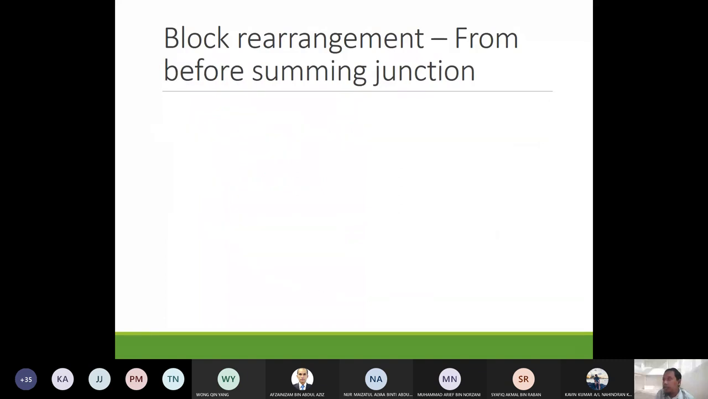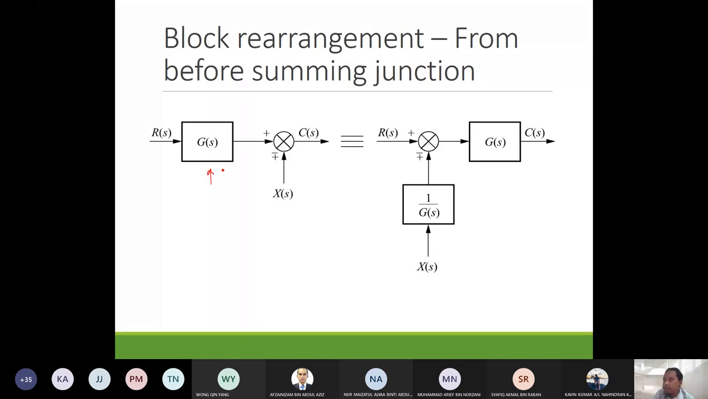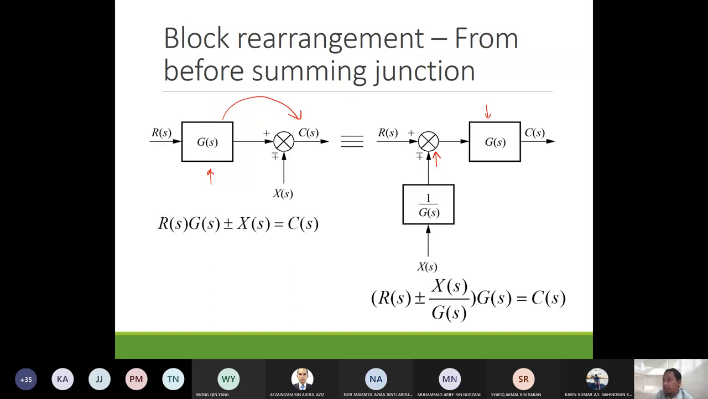Now, what happens if you have a block before the summing junction, and you want to bring it after the summing junction? If you bring this block to after the summing junction, then at the going out signal, CS, you put GS, and at all signals coming into the summing junction, you put 1 over GS. So GS on CS, because CS is coming out, and XS is coming in. Initially there is nothing on XS, so when you bring GS forward, on XS you just divide by GS. This one might be a bit confusing.